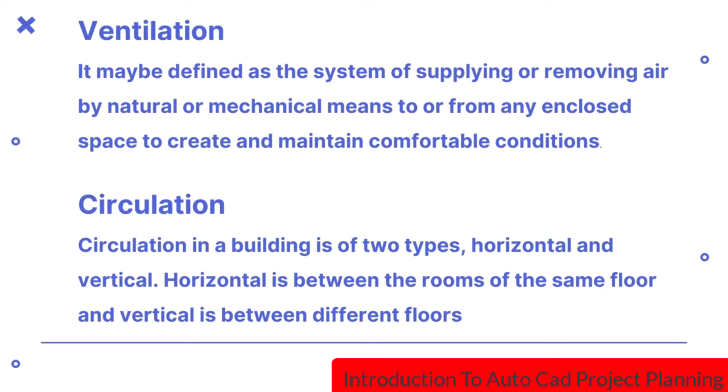Artificial ventilation is necessary if the room is to be occupied by more than 50 persons or where the space per occupant is less than 3 meter cube. It is achieved in three different ways: exhaust or extract system, supply system, and balance system.